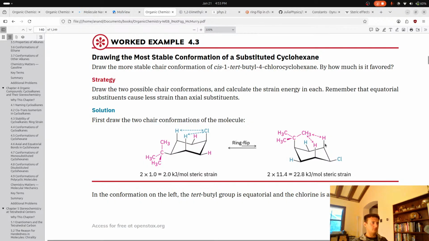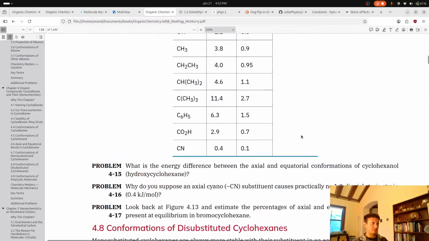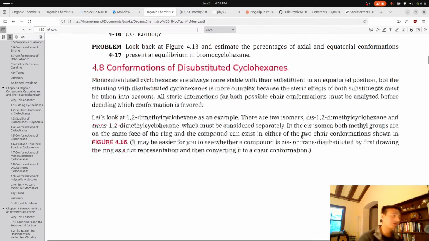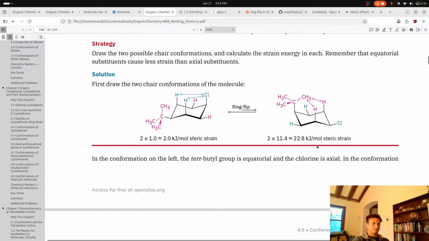Oh, because I used the wrong one. I said it was methyl, but it was butyl. This one is actually 2 times 11.4. So we're going to get 22.8 plus 2 to 24.8. Is that right? Oh, yeah. Why am I adding them? That makes no sense.